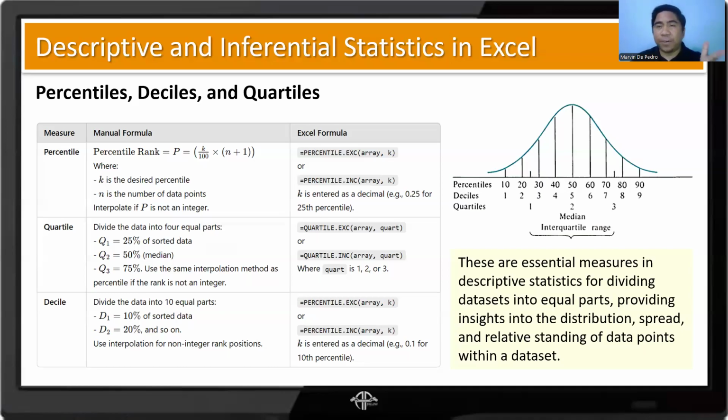Q1 is the first line, Q3 is the third line, and the middle line is our median. So Q1, Q2, and Q3. And I think we have the term for that here, interquartile range, or IQR, as the range from Q1 to Q3. So this is the part that we consider as the interquartile range.